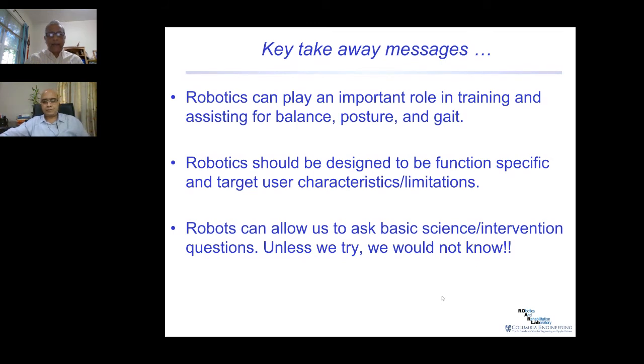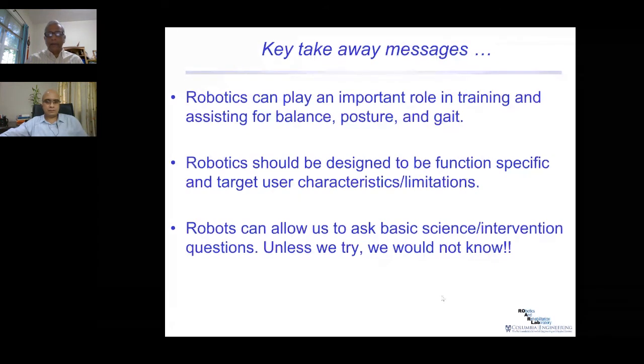And here we're looking at balance, posture, gait, right? Posture could be while you're sitting, or standing, or walking. And of course, robotics has been used a lot in terms of improving walking characteristics of people.